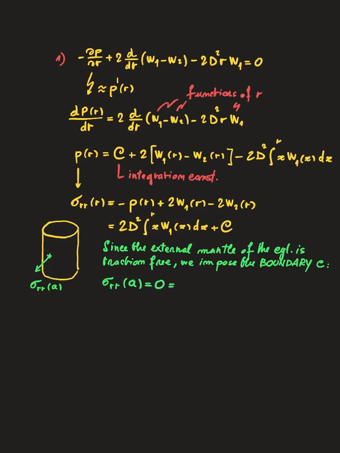So if I do so, this reads 2d squared times the integral, but now I have to compute it in A, of x W1 of x dx, plus C. So from this expression we get that the unknown constant C is equal to minus 2d squared times the integral. You see, I'm not specifying the lower bound of this integral because in fact it is not important. As you will see now, we could put any number there, but you will see this now.